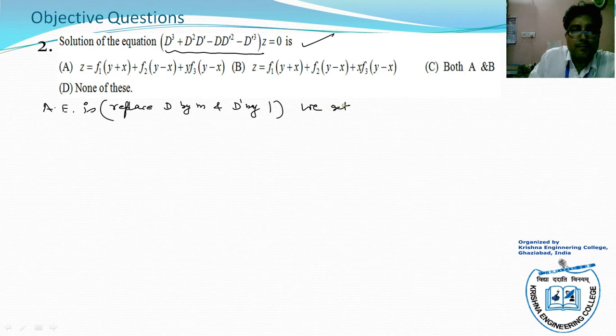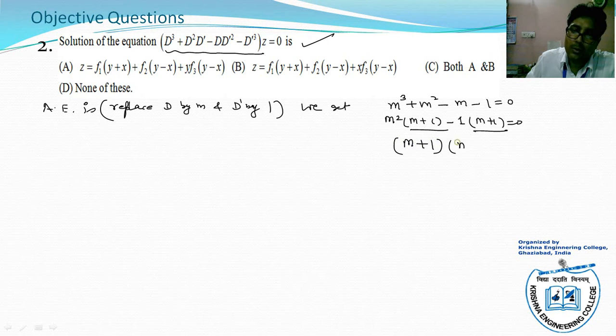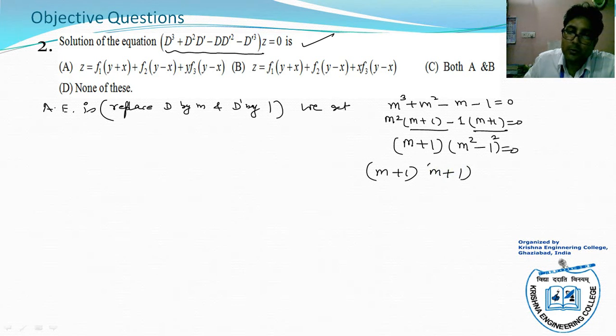We get m cubed plus m squared minus m minus 1 is equal to 0. M squared is common from these terms, so take minus 1 common: m plus 1 is equal to 0. Take m plus 1 common: m plus 1 times m squared minus 1 is equal to 0. Factorize m squared minus 1: a squared minus b squared is a plus b into a minus b. So the factors are m plus 1, m plus 1, m minus 1 is equal to 0.